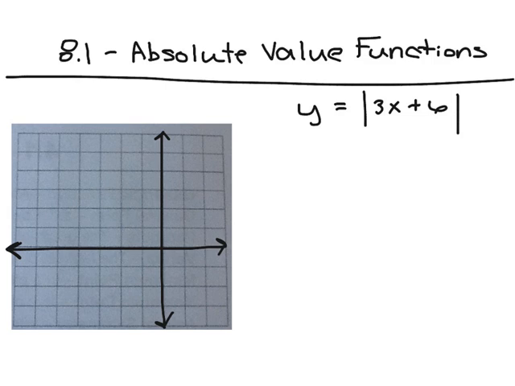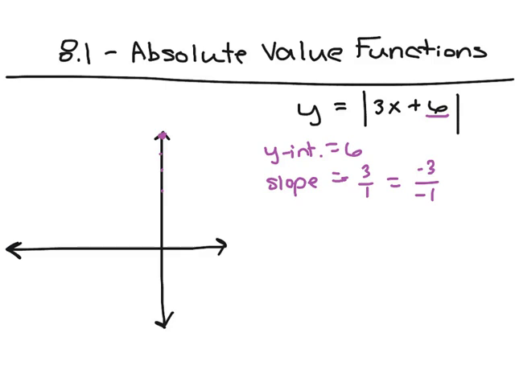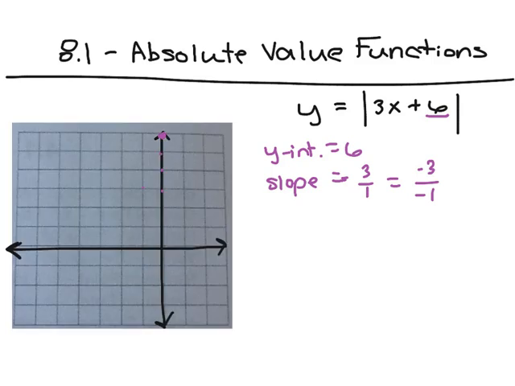For this one, we are going to graph the function of the absolute value of 3x plus 6. So what we're going to do is we're going to graph it normally. So our y-intercept is our b value, so it equals 6. So 1, 2, 3, 4, 5, 6. And our slope is equal to 3 over 1. Or you could write this as -3 over -1. So if we were to draw this line, we'd go down 3 over 1. Down 3 over 1. Down 3 over 1.